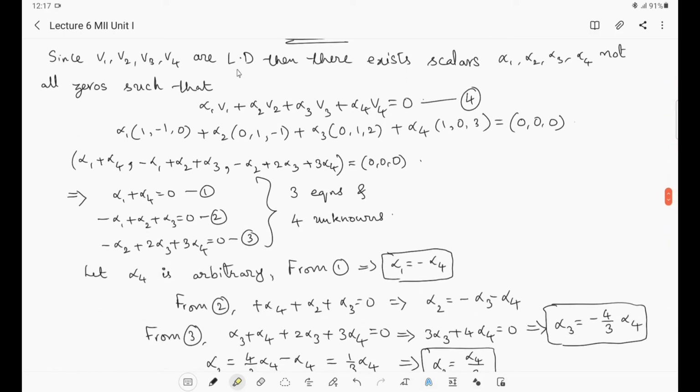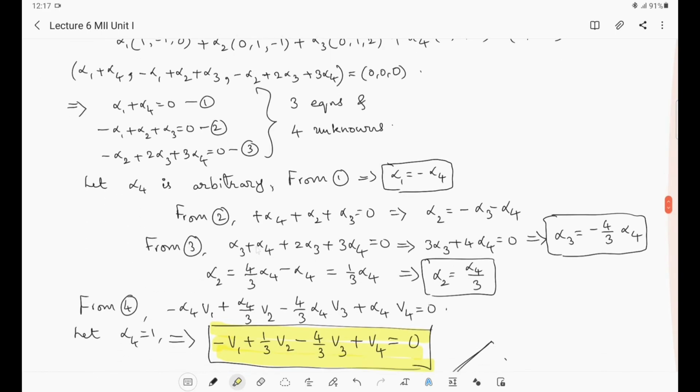right? Because these vectors are linearly dependent, we can find the scalars alpha 1, alpha 2, alpha 3, alpha 4, which are not all zeros, such that this is possible. This is the definition of linear dependency of vectors, right? Then we have to substitute v1, v2, v3, v4. We will form these equations and solve these equations.